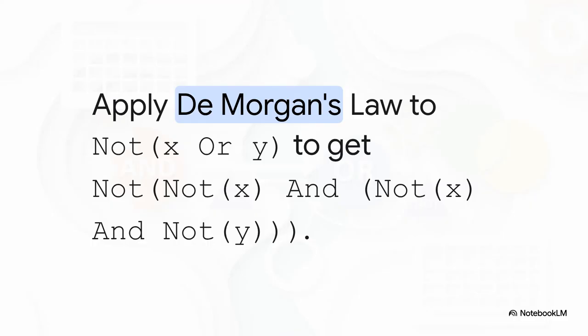Okay, first step, we need to find a pattern that matches one of our rules. See that not (X or Y) tucked away in there? That is a perfect candidate for De Morgan's law. So let's apply it. Now, wait a second. The expression actually got longer. That feels totally wrong, doesn't it?